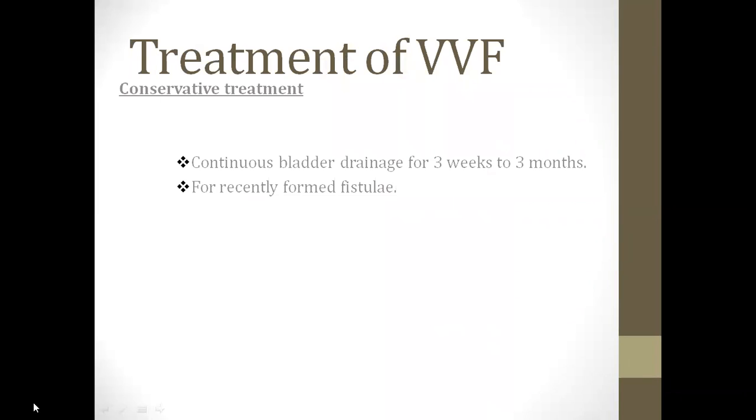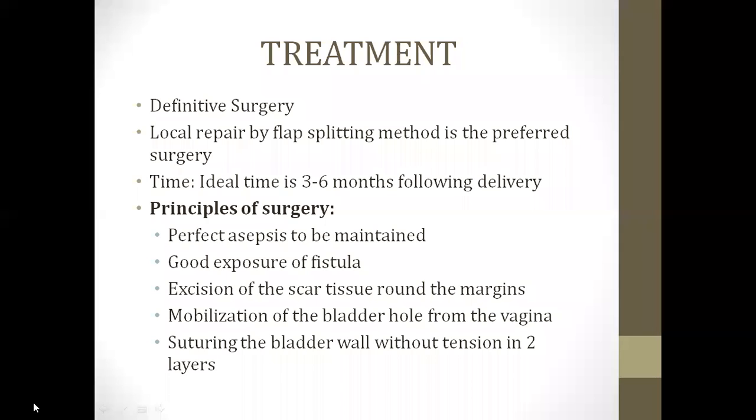Treatment of vesicovaginal fistula: conservative treatment is continuous bladder drainage for 3 weeks to 3 months for a recently formed fistula. The treatment varies for these two. Definitive surgery, local repair by the flap splitting method, is the preferred surgery. Flap splitting means we excise the scar, then reflect flaps of the bladder and the vagina, separate the flaps, then suture them. The ideal time is 3 to 6 months following delivery.